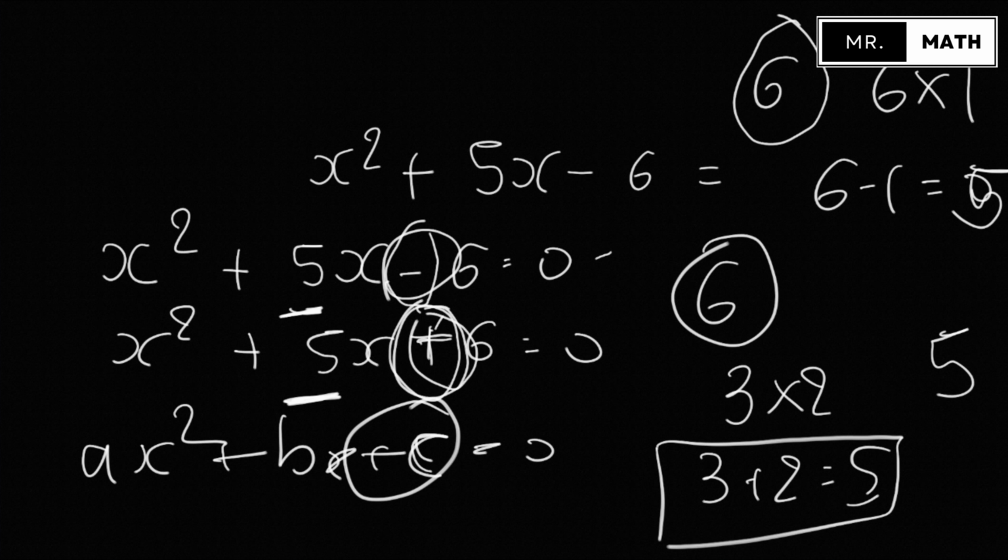So simple. If there is a minus, we need to subtract both of the factors, and if there is a plus, we need to add both of the factors such that we get the B term, right? So till now it should be clear.